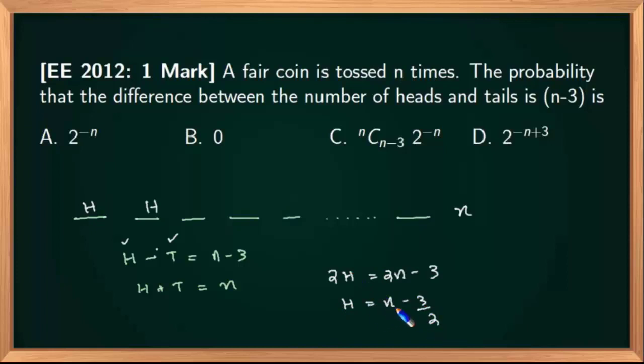Now n is the number of tosses, which means that it is a natural number, a counting number, whereas 3 by 2 is a fraction. I cannot have the number of heads as a fractional number, right? Which means that I can never have the difference between heads and tails be n minus 3, which means that the probability must be 0.